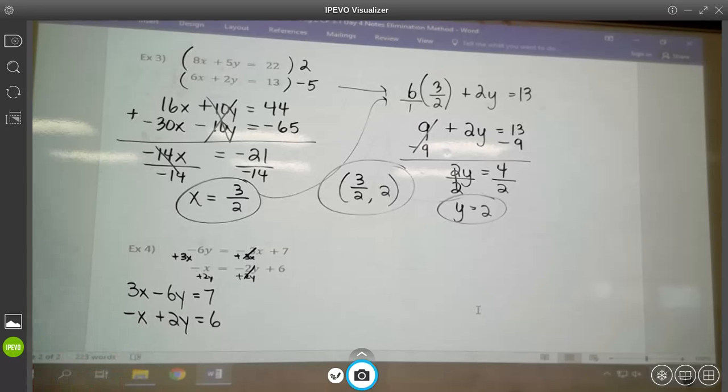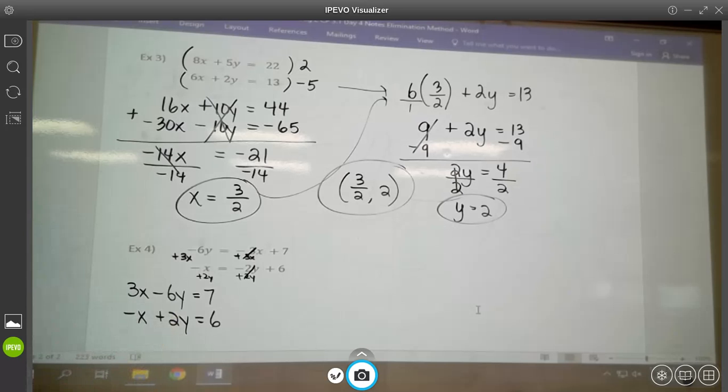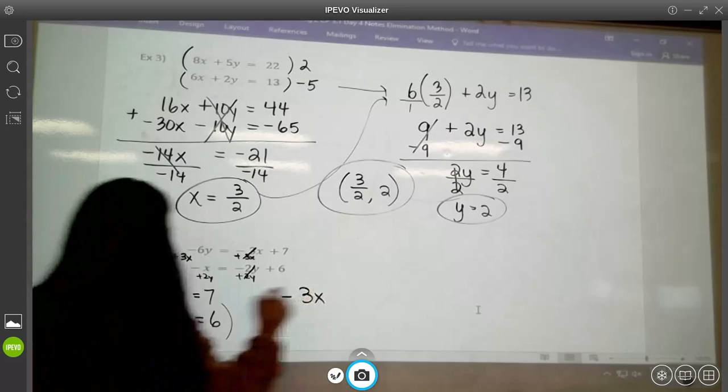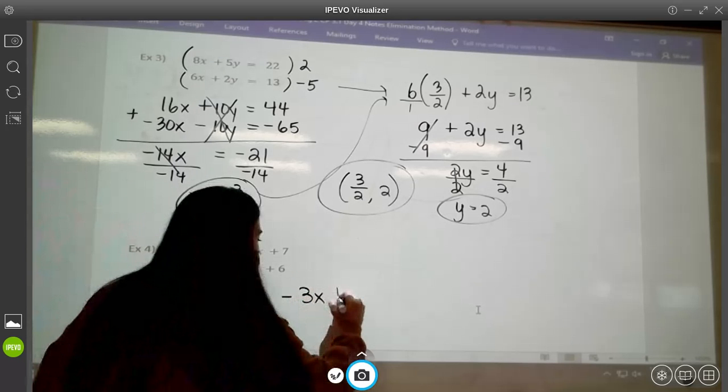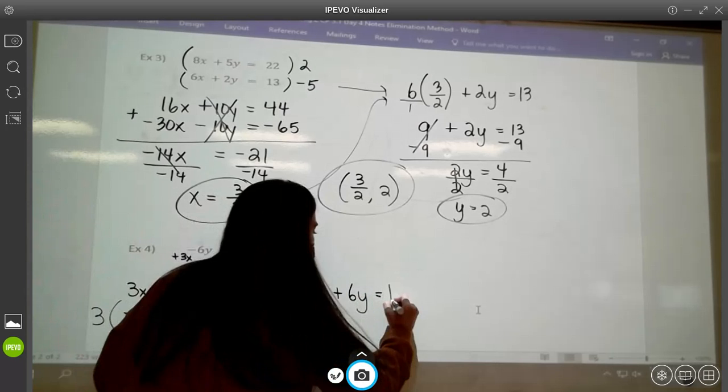All right? And then just while we're here, what about the y's? If I wanted my y's to eliminate, they're already the opposite sign. Could I multiply a 2y to become a 6y to cancel with this? Yeah, 3. So it looks like no matter what I choose, I need to multiply the bottom equation by 3. So if I multiply the bottom equation by 3, I get this. Negative 3x plus 6y equals 3 times 6, 18.